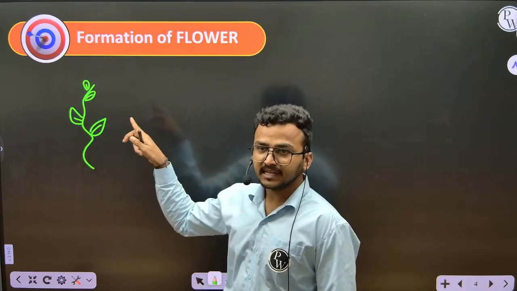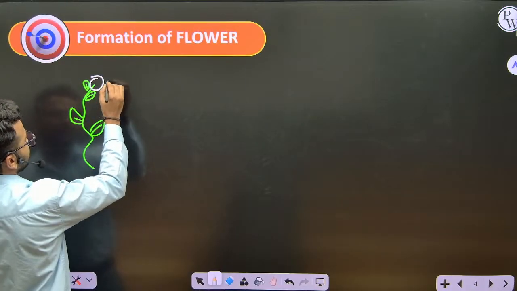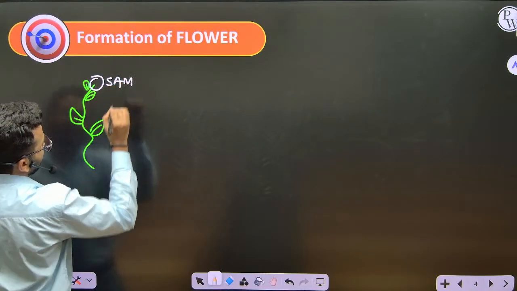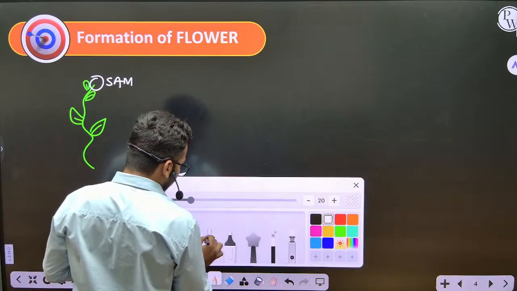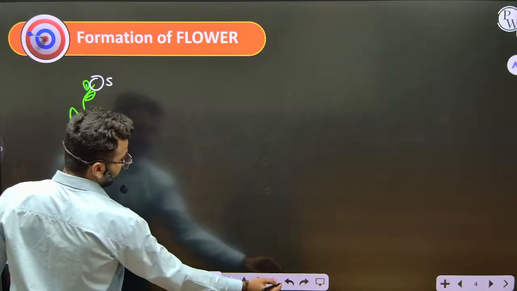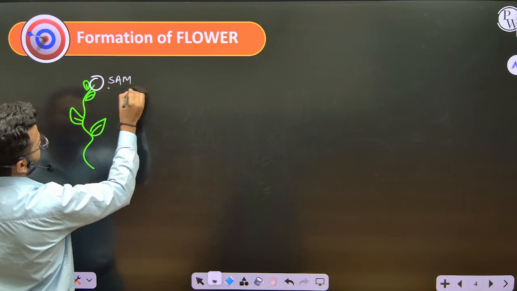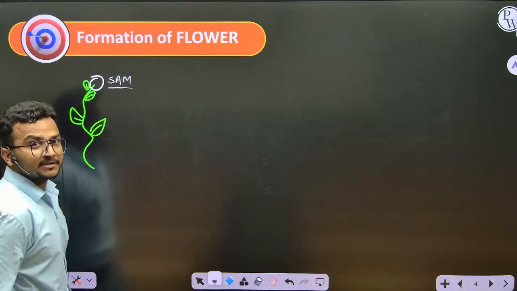So how will the decision be made? Before this, what does it have? It is having a shoot apical meristem. So shoot apical meristem is there, which we have already discussed. I am just revising the things, so don't get confused there. Some of you have not attended the last session. Shoot apical meristem is there.